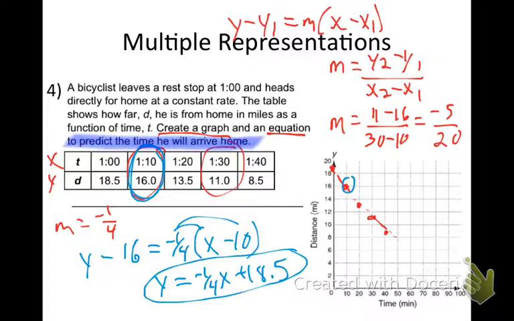So now here's the question though. What do I plug 0 in for? Because I'm talking about my distance. My distance is 0. So I plug my distance in for y. So I'm going to plug 0 in for y. Nice job. So I get 0 equals negative 1/4, I'm just going to change that to negative 0.25 if that's all right with you guys, x plus 18.5. So now I need to solve for x.